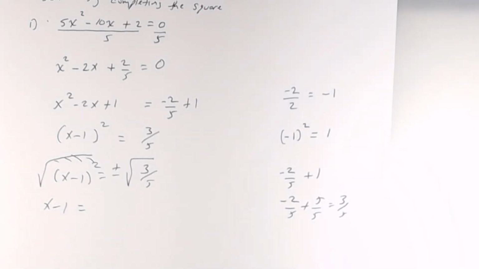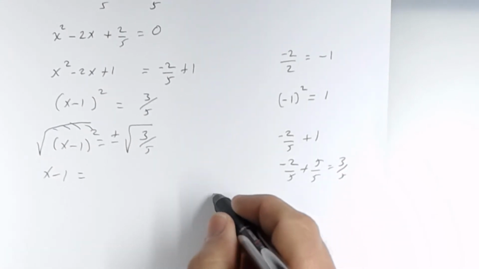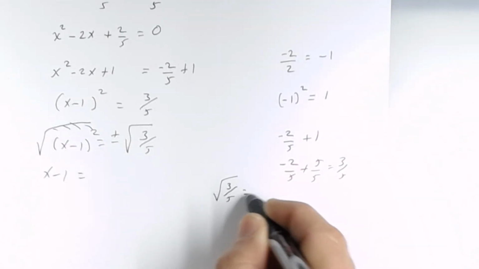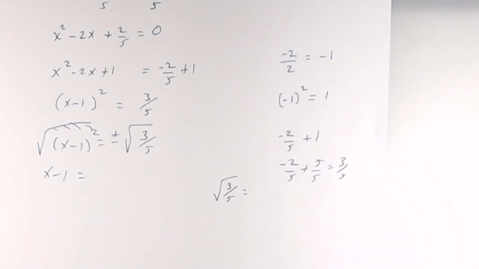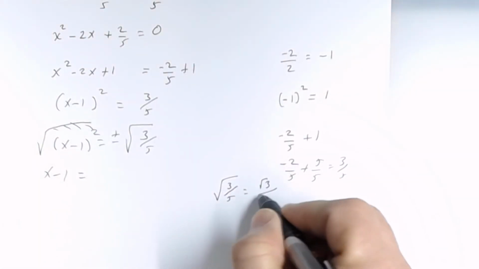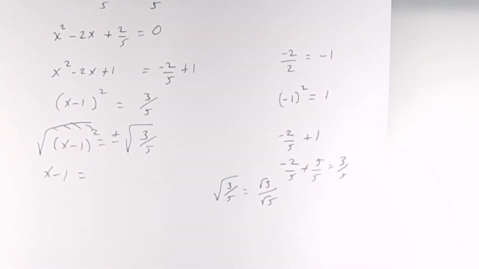Now you have to remember something from last semester, Math 99. So I have the square root of 3/5, correct? Okay, so I have the square root of a fraction. You can always rewrite the square root of a fraction as the square root of the numerator divided by the square root of the denominator. So the square root of 3/5 will be the square root of 3 divided by the square root of 5.